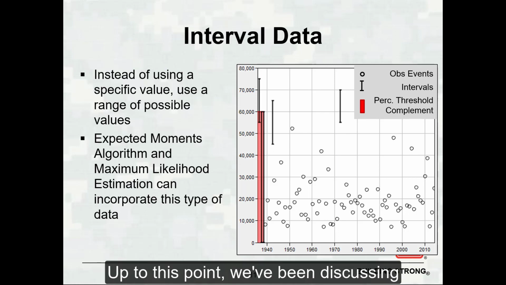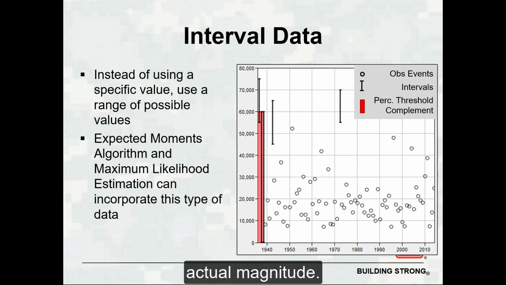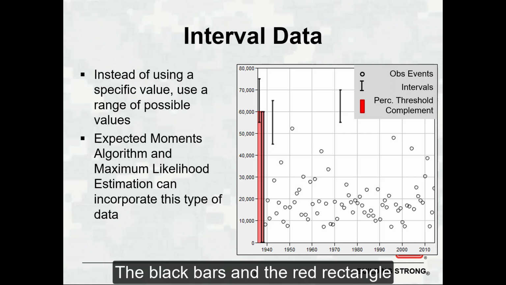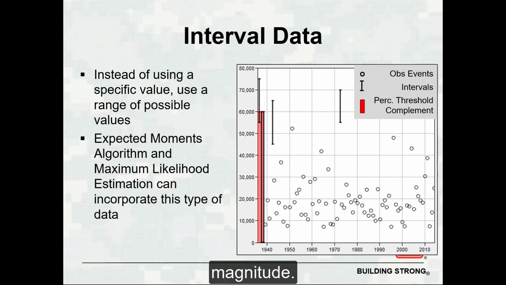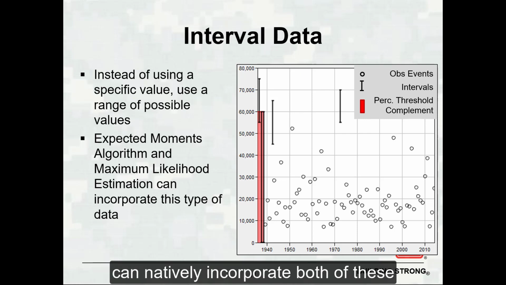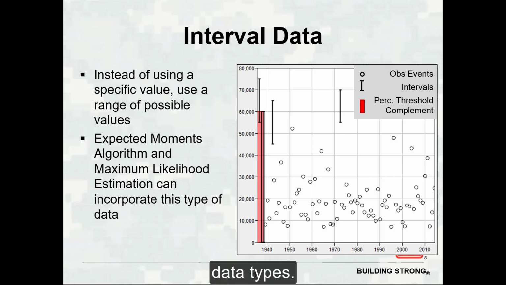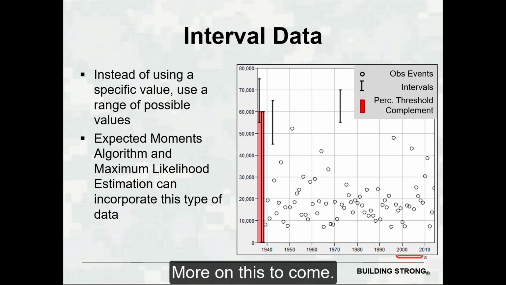Up to this point, we've been discussing point data. However, there are situations in which interval data will be encountered and must be incorporated. In the figure to the right, the open black circles represent point data, where there is no uncertainty in the actual magnitude. The black bars in the red rectangle represent interval data, where there is uncertainty in the actual magnitude. The expected moments algorithm, or EMA, contained within Bulletin 17C procedures can natively incorporate both of these data types. Also, other fitting methods like maximum likelihood estimation can as well. There's more on this to come.